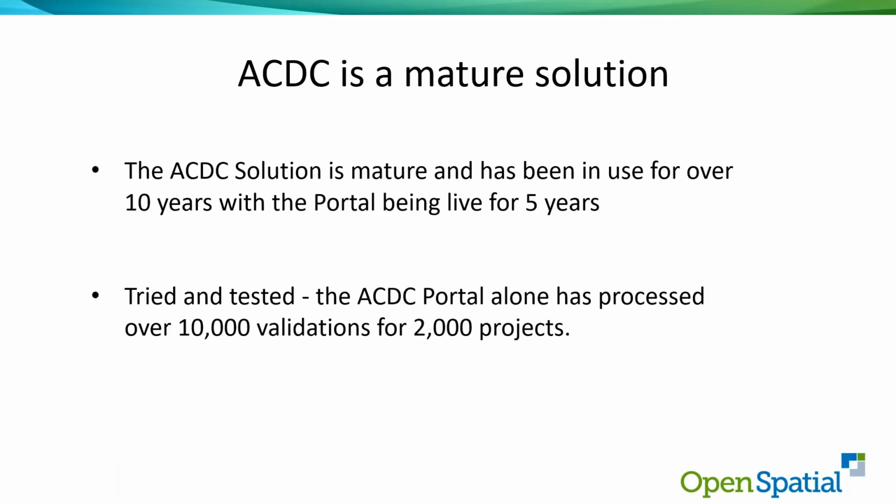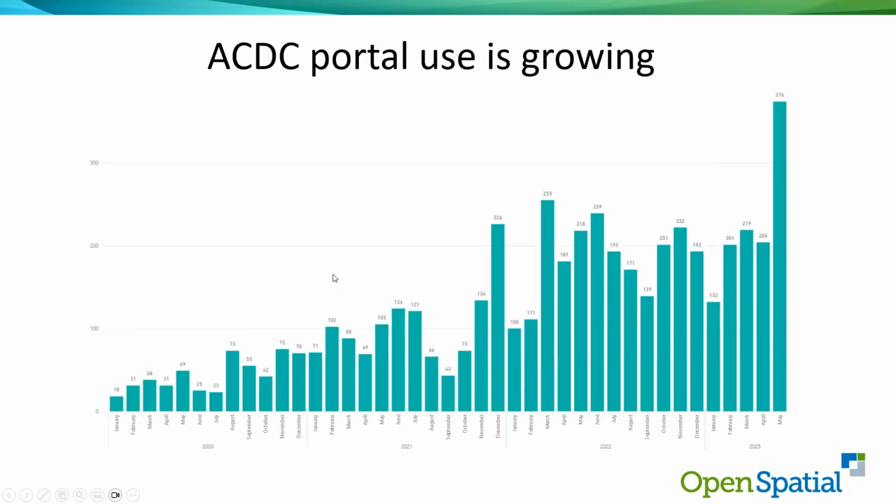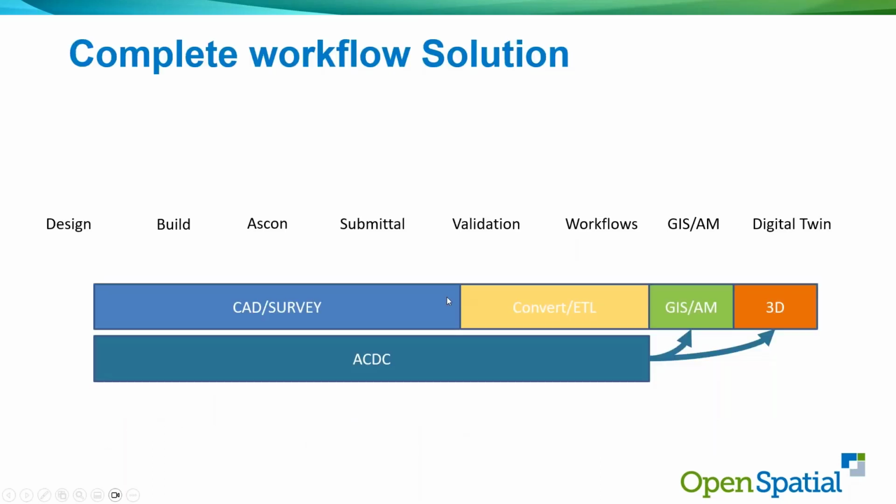So ACDC, pretty mature solution. 12 years, Portal 5 years. In those 5 years, well, actually it's really the first 2 years we were kind of getting going, but it's been moving along. Done over 10,000 validations for more than 2,000 projects. And you can see it picking up pretty rapidly these days. And we're moving into the US, a new product really for the US market in the last couple of years. And we have a full-blown off-the-shelf data model.